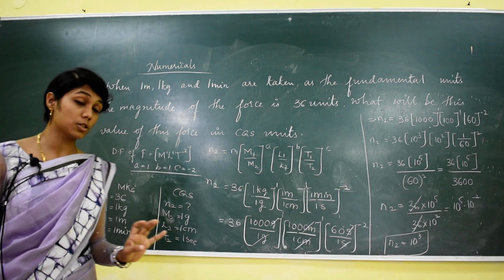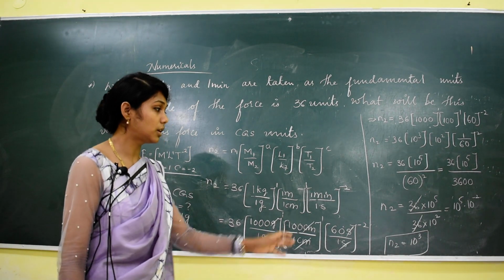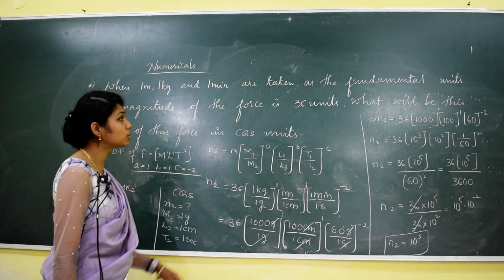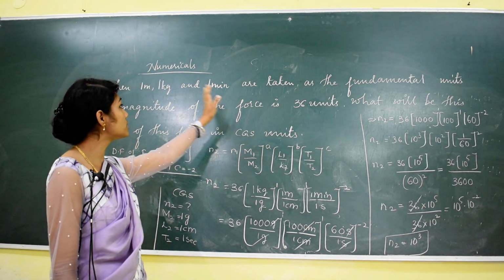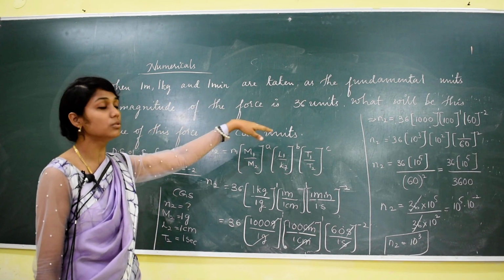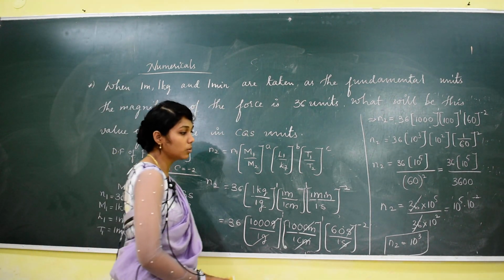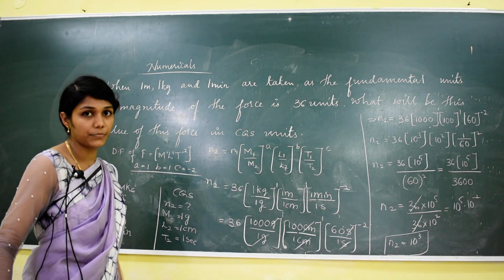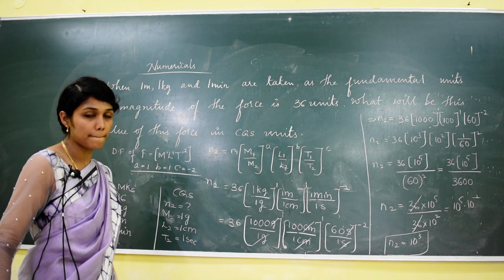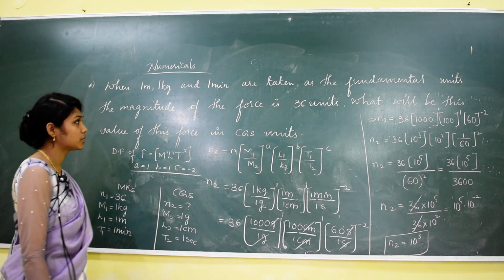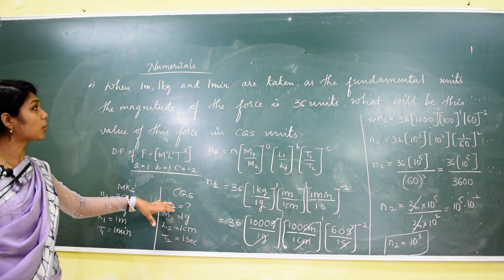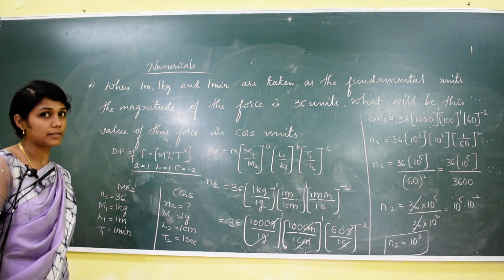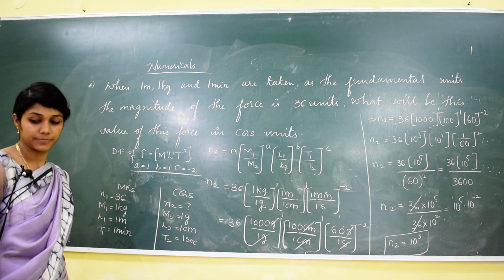If you know the CGS unit of force, that is dyne, then you can write directly 10 raised to 3 dyne. So here we have to convert 36 units of force, which is in the fundamental units, into the new system of units. Suppose if you don't know, then you have to write it is 10 cube in the new system of units. Okay, clear? So this is the problem on the first application of dimensional analysis. Clear?